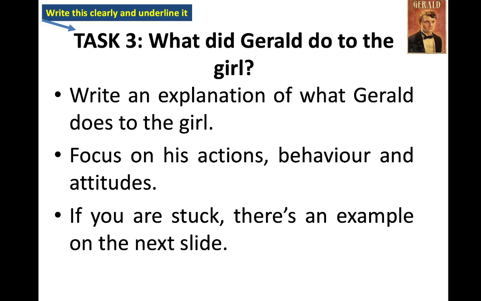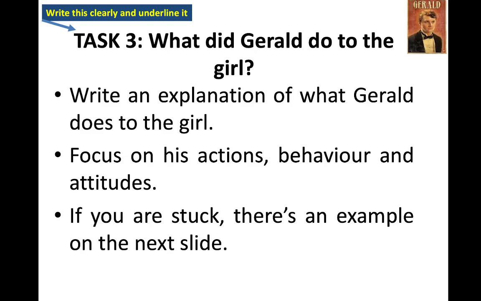Okay, so coming back in then leads us to, this is actually task 4, that's a typo, I apologise for that. Task 4, if we include reading Act 2 as task 3. What I'd like you to do is write an explanation of what Gerald does to the girl. I'd like to focus on his actions, his behaviour and his attitude, especially linking back to those adjectives at the start. Do we see Gerald in a different light, for example, to how we see him at the start? Does Priestley guide us to condemn Gerald? Does Priestley guide us to empathise with Gerald?